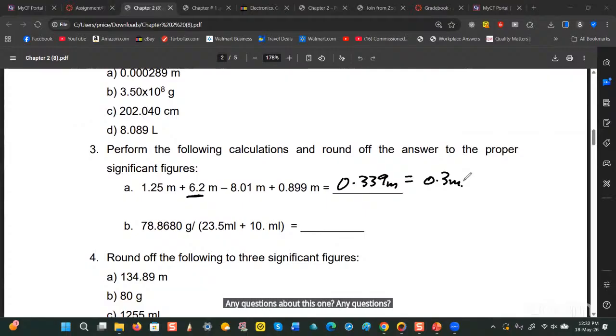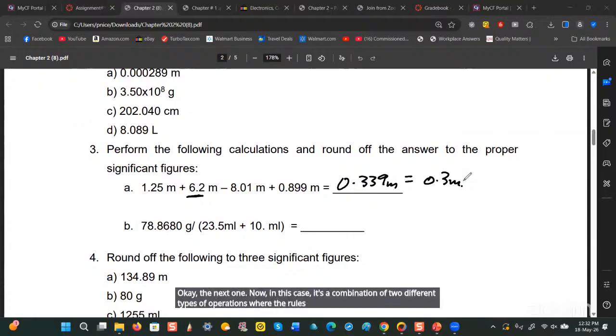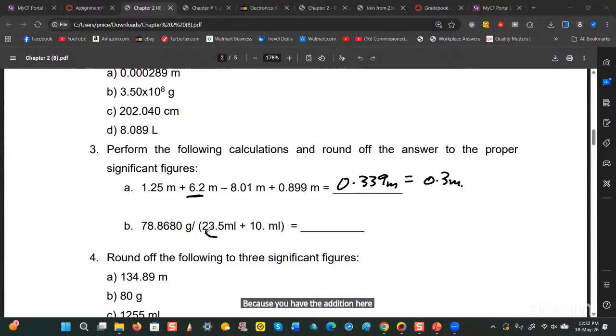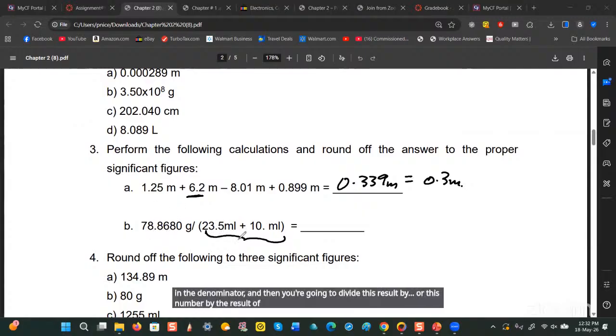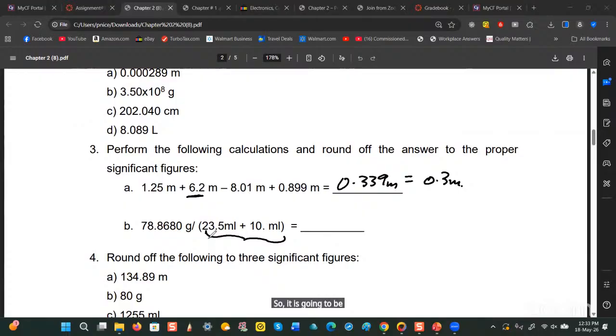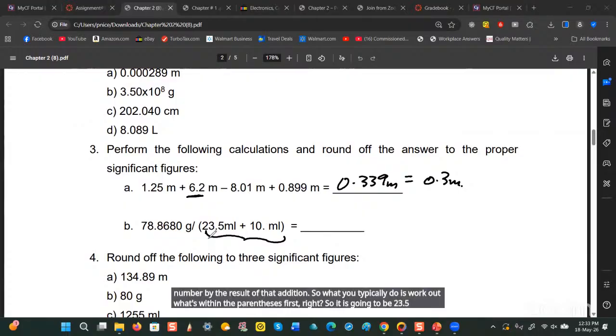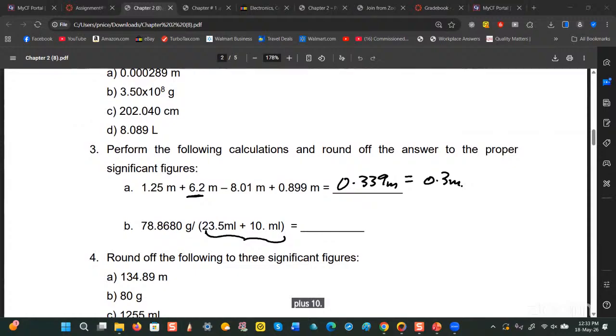Any questions? Okay, the next one, now in this case, it's a combination of 2 different types of operations where the rules are different, right? Because you have the addition here in the denominator, and then you're going to divide this number by the result of that addition. So what you typically do is work out what's within the parentheses first, right? So it is going to be 23.5 plus 10. Now I got down here, I got 33.5.